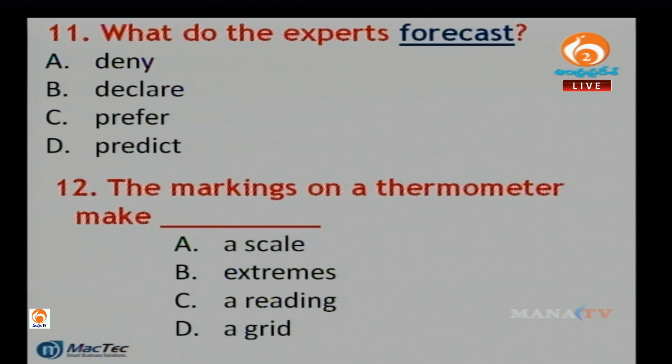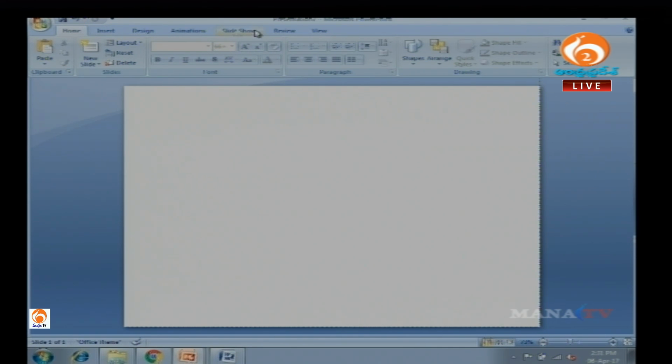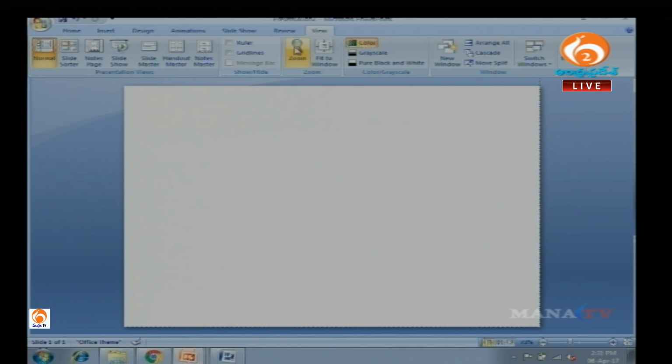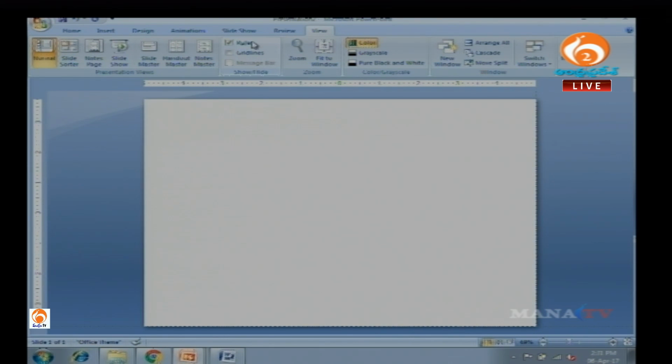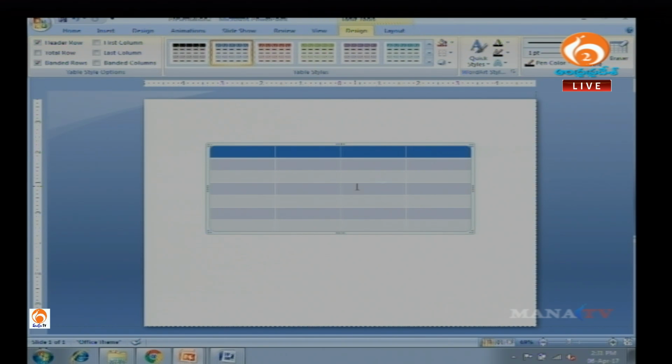The marking on a thermometer make a scale, extremes, a reading, a grid. What do we mean by grid? Now before that, let me tell you what do we mean by a scale. A scale is this, what you see here, like a ruler, that's a scale. What do we mean by grid? Oops, just a moment.